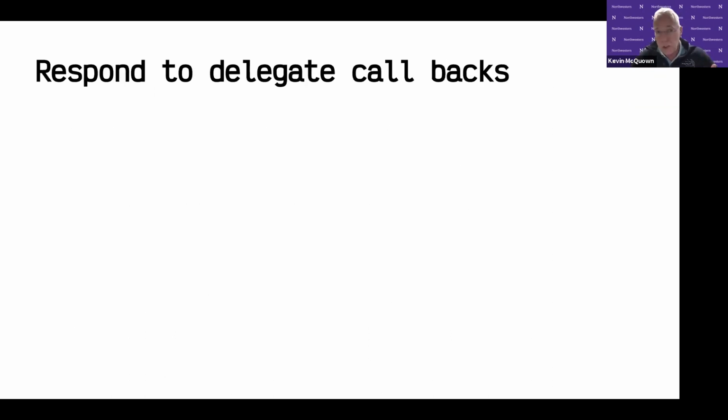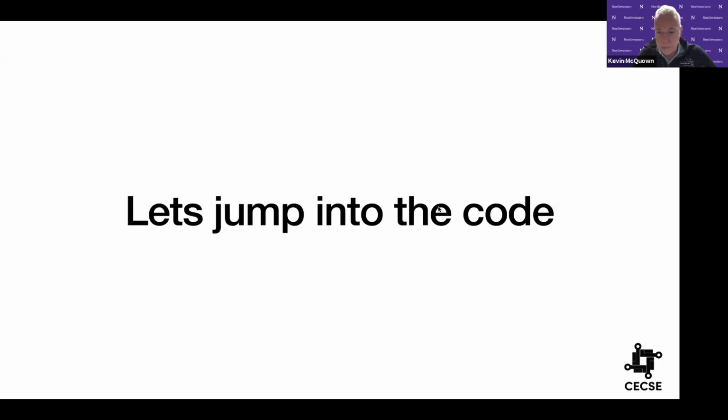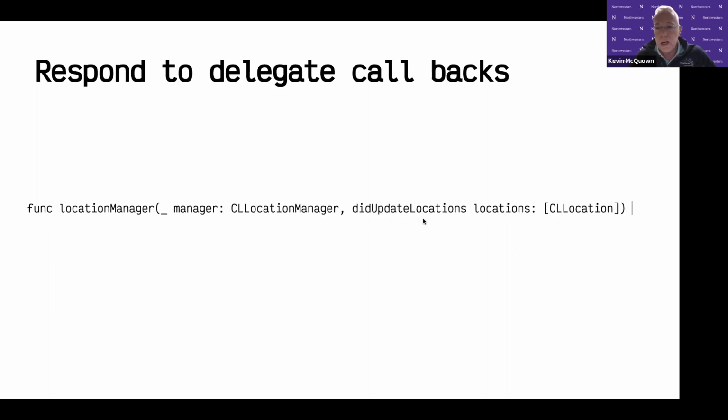Then the thing that you need to do in your code is respond to these delegate callbacks. And the main one that you want is this one, locationManager didUpdateLocations. This is a callback that's made by the location manager, and it's going to call this function every time a location is updated.